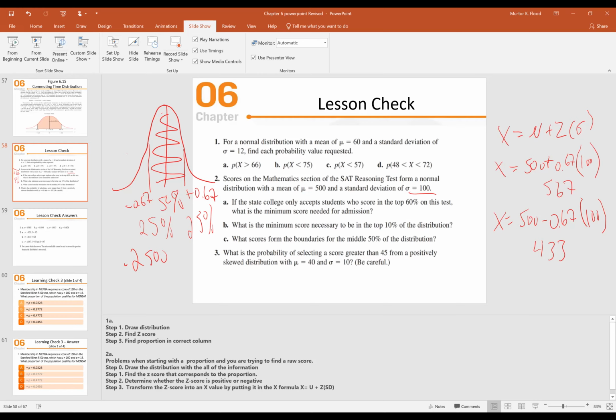All right, so the third question asks, what is the probability of selecting a score greater than 45 from a positively skewed distribution with a population mean of 40 and a standard deviation of 10? All right, well, this one, we cannot answer this. Why? Because it is a positively skewed distribution. The unit normal table only helps us define proportions, probabilities, and z-scores for a distribution that is normal. So we would not be able to do that particular question. We can't obtain the answer to that.